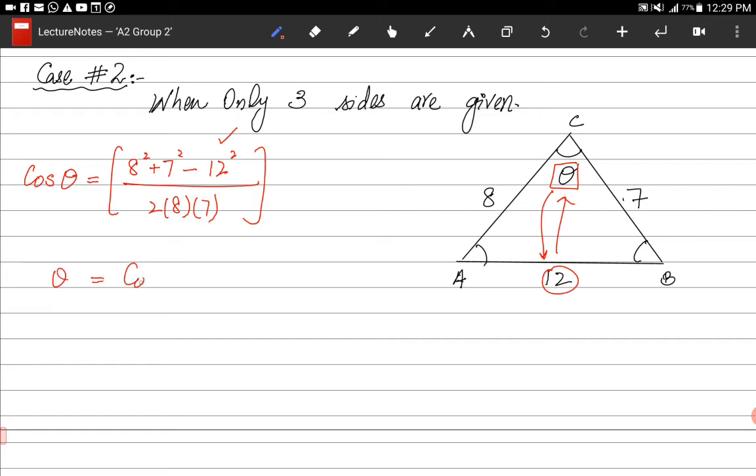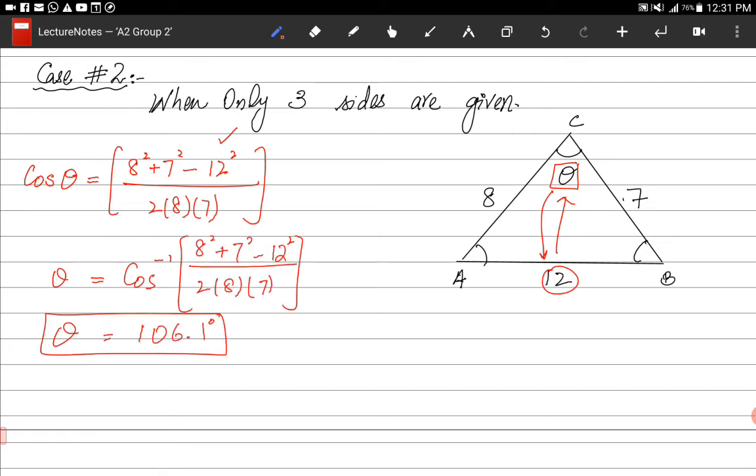So now theta will become equal to cos inverse of this value, and when you put it in the calculator, this is what we get. Cos inverse of 8 square plus 7 square minus 12 square divided by 2 times 8 into 7. That is 106.1 degrees. So these are two cases when we can apply the cos rule.